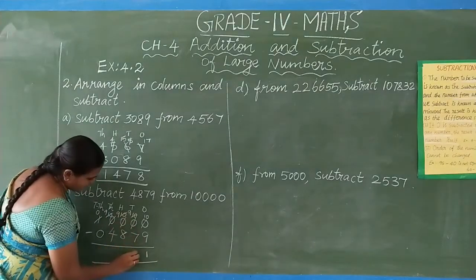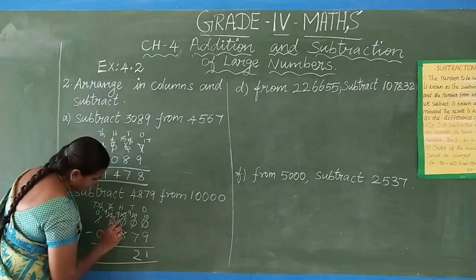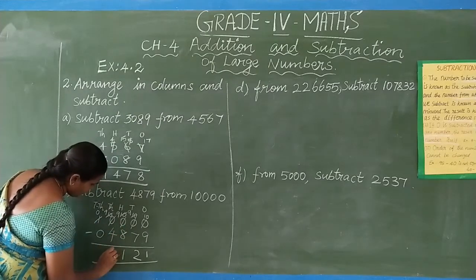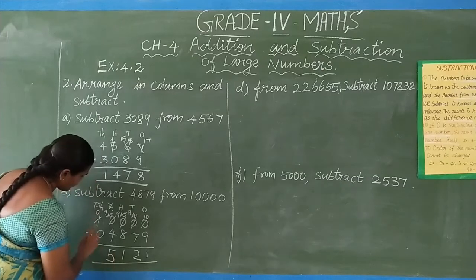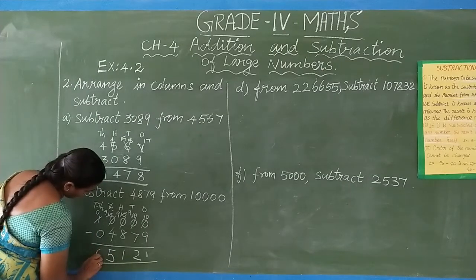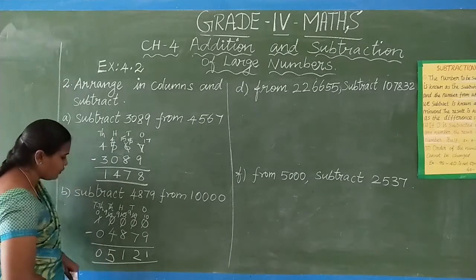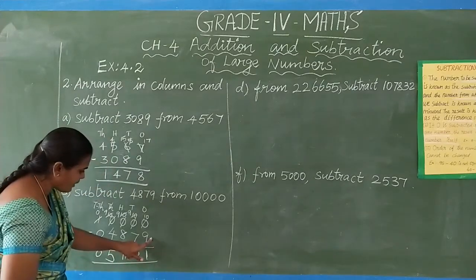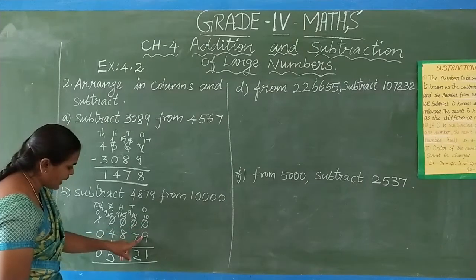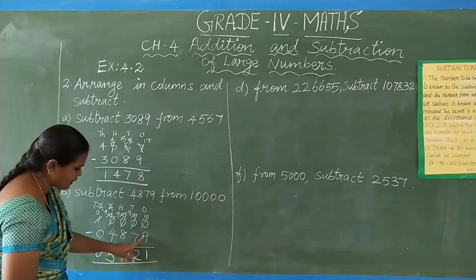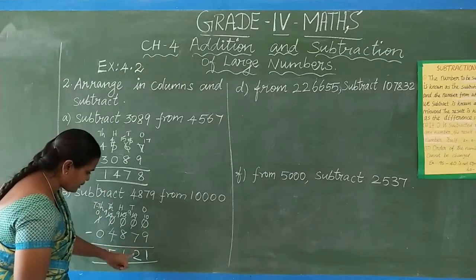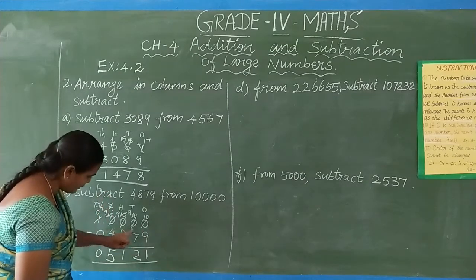9 minus 7, 2. 9 minus 8, 1. 9 minus 4, 5. 0 minus 0, 0. Already told you, is your answer correct or not? How to check? You add these two numbers, you get the answer, this one. So 9 plus 1, you add these two numbers. So 9 plus 1, 10.